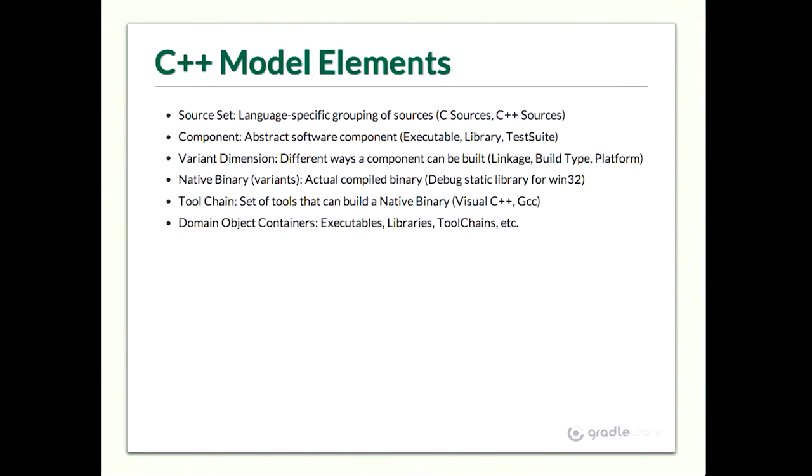But a new thing we have is called a component. A component is an abstract model of something you're trying to build. Examples of components in the native space are a native executable, something you can actually execute, and a native library, like a static library or a shared library, something that you can depend on. A test suite is another type of component. Because we have this rich model, we can say, here's a suite of tests. So you might have a unit test suite and an integration test suite. Those are components too.